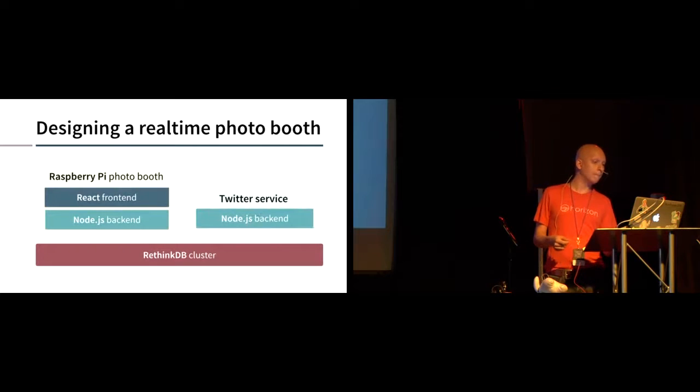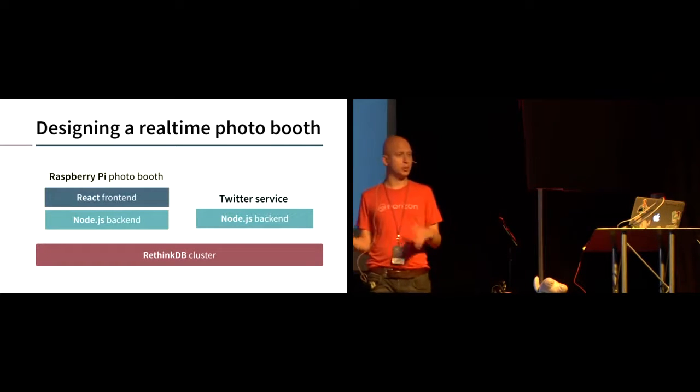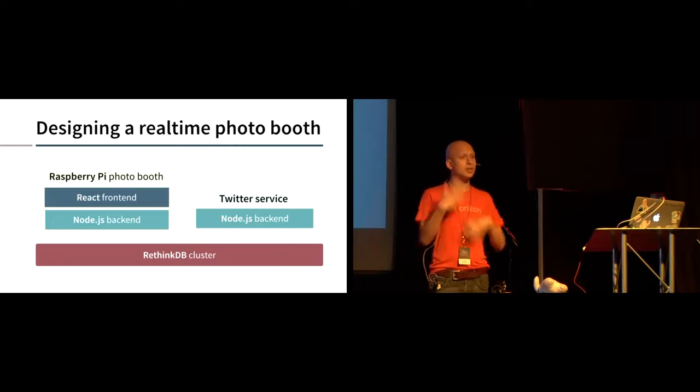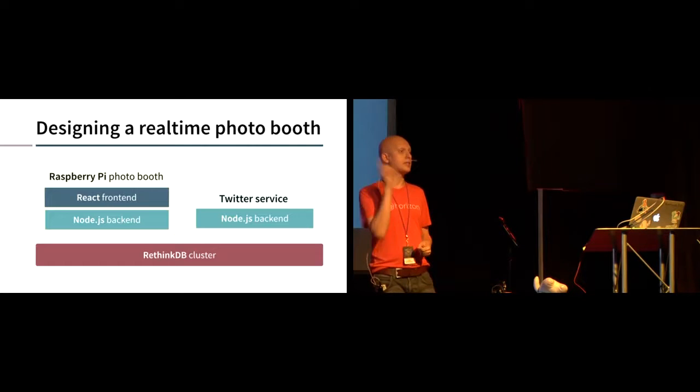But we want to have a different service, like a different microservice. So we have this Twitter service, which is going to sit separately. And what it's going to do is it's going to watch for each new photo that comes in. And every time there's a photo that comes in, it has one job, and that's to tweet that photo.